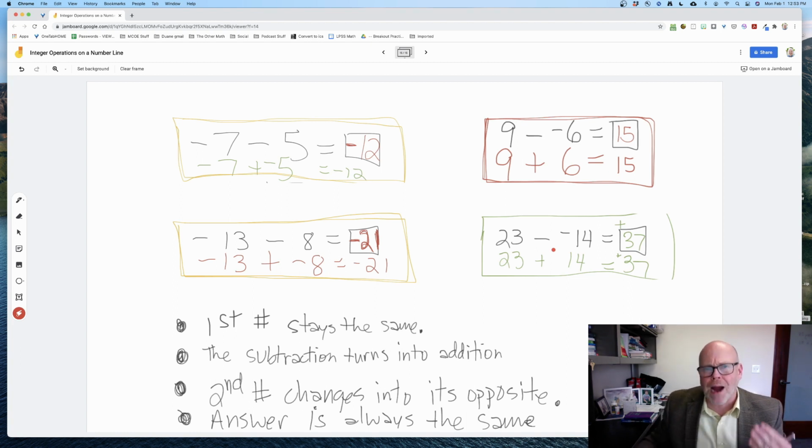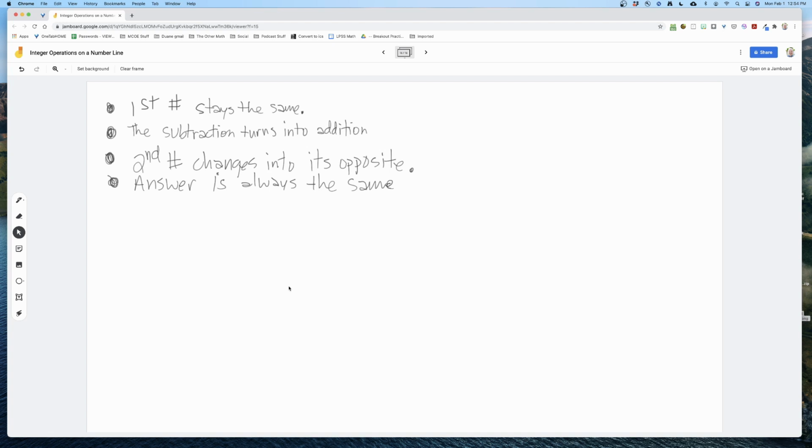So let's do a quick practice on that with a kind of problem that we've never seen before. Keeping in mind not the rules, just the shortcut, the observations that we noticed. First number stays the same, subtraction turns to addition, second number changes into its opposite, and the answer is always the same. We can apply that for any problem that we want. For example, let's do negative 13 minus negative 9.